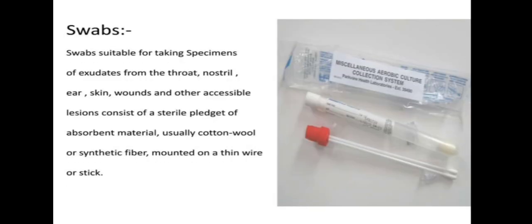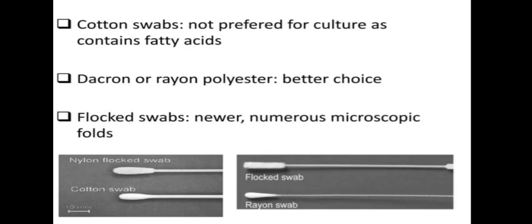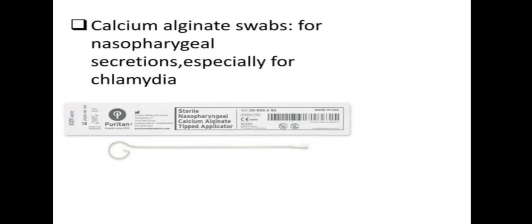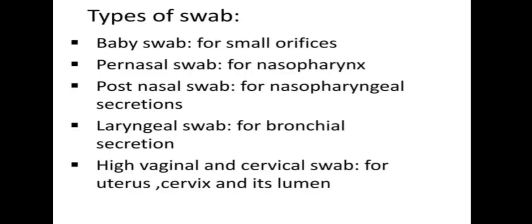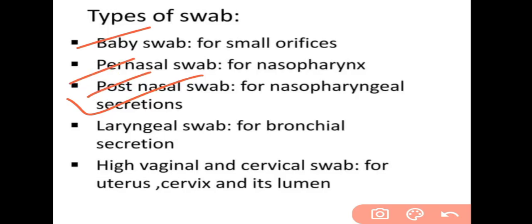This type of swab is also used for collecting samples from the nostril, throat, skin, ear, wounds, and other lesions. These are made of cotton wool or synthetic fibers, sometimes on a thin wire or stick. Cotton swabs are not preferred for culture. Dacron and rayon polyester have numerous microscopic folds. Now, the types of swabs are baby swab, paranasal swab, post-nasal swab, laryngeal swab, and vaginal swabs.